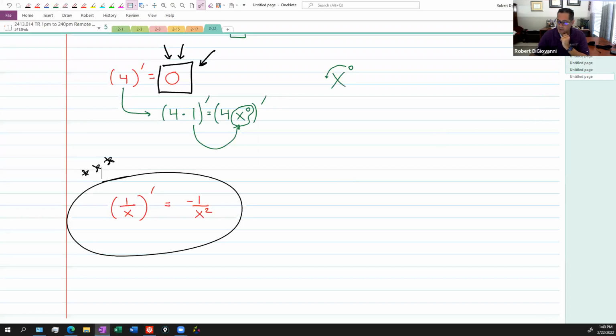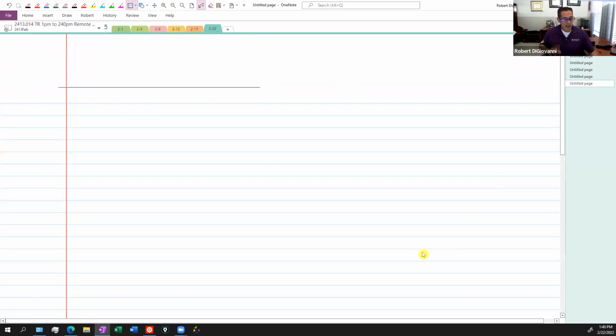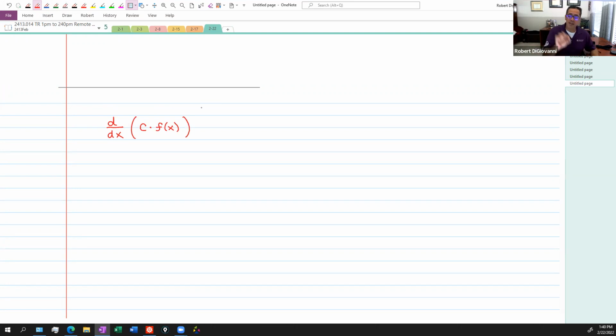So let me show you what this is. I'm gonna write it down first and then I'll explain it. It says, say you're trying to take the derivative, and what you have here is some constant times some function. Not a constant by itself, okay? A constant in front of a function. This rule says then what you can do is you can just put the constant out front and then take the derivative of whatever the function is.